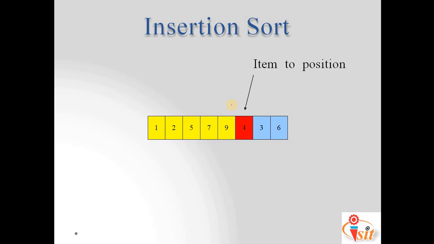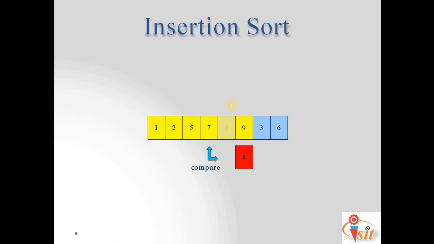From the unsorted subarray we'll take the next element, that is 4. Now we need to insert 4 at the proper position into the sorted subarray. First, 4 is going to be compared with 9. 4 is the smaller element, so 9 is going to be moved to the next position. Again 4 is going to be compared with 7. 7 is the largest element, that is, 4 is the smallest element.